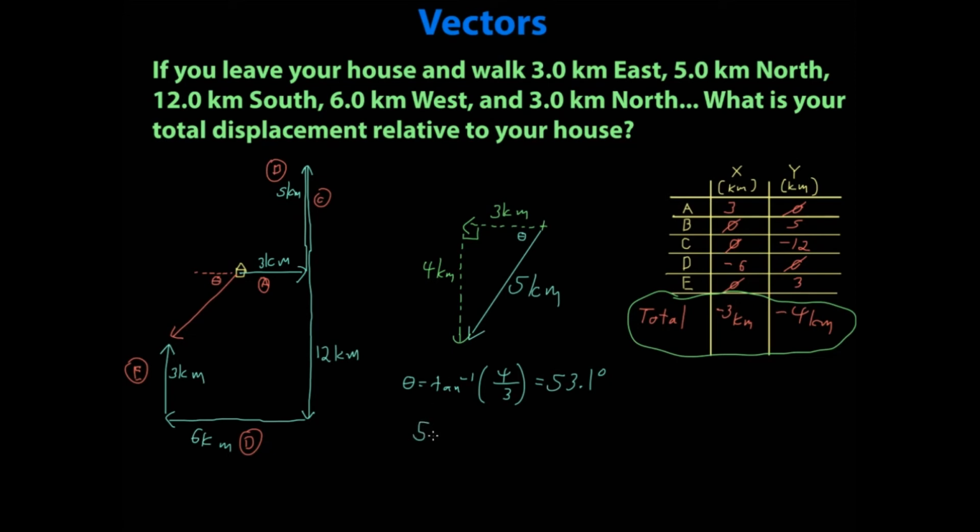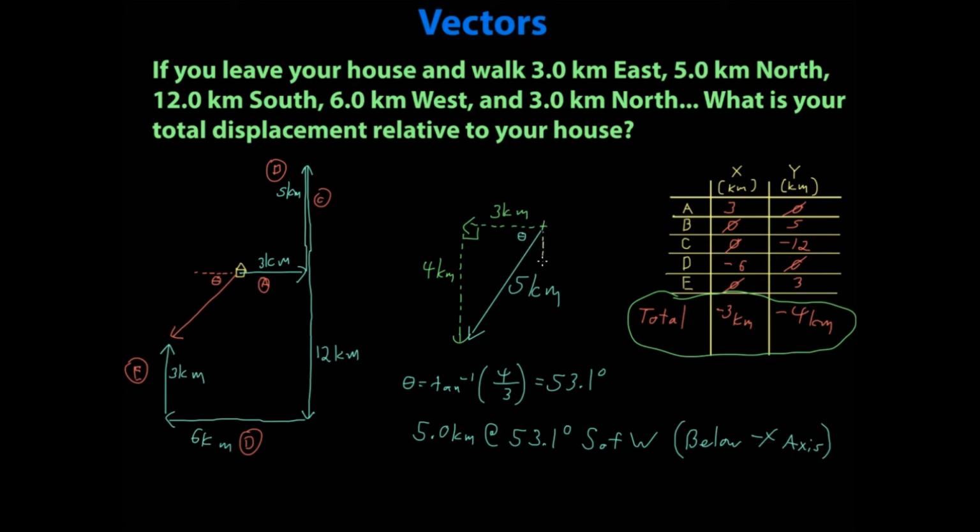Now, this vector would need to be stated, and here's how you would state it. This would be 5 kilometers at 53.1 degrees. And since this problem used mapping, I can use mapping, and this would be south of west. Or I could use below the negative x axis.